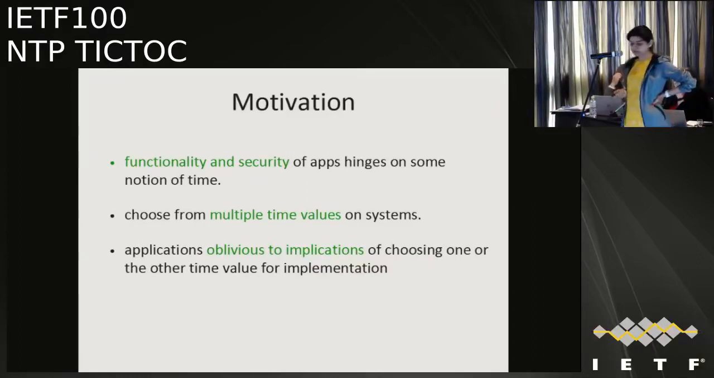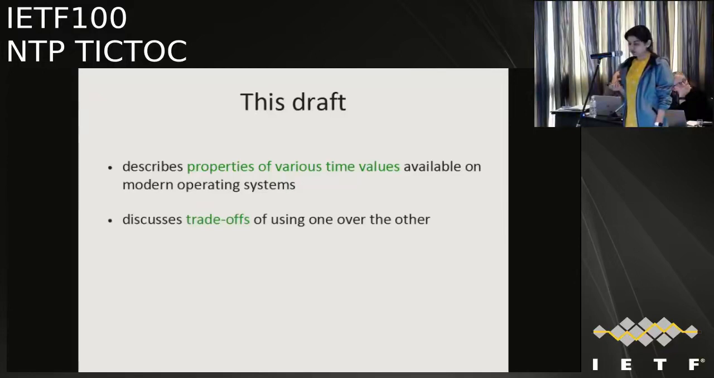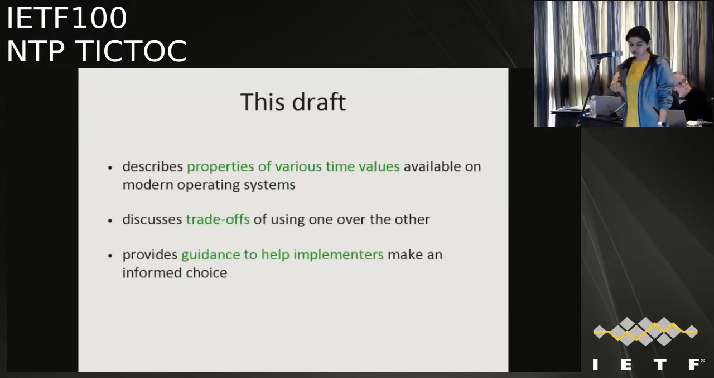And this obliviousness can be attributed to the lack of understanding of the unique, specific properties of different kinds of time values that are available on the systems, and also the availability and compatibility of these time values on different kinds of operating systems. So this is what we try to address in this draft. In this draft, we basically define and describe properties of various time values that are available on modern operating systems. We discuss trade-offs of using one over the other based on application-specific requirements. And all of this provides guidance to the implementers of these applications to make an informed choice.